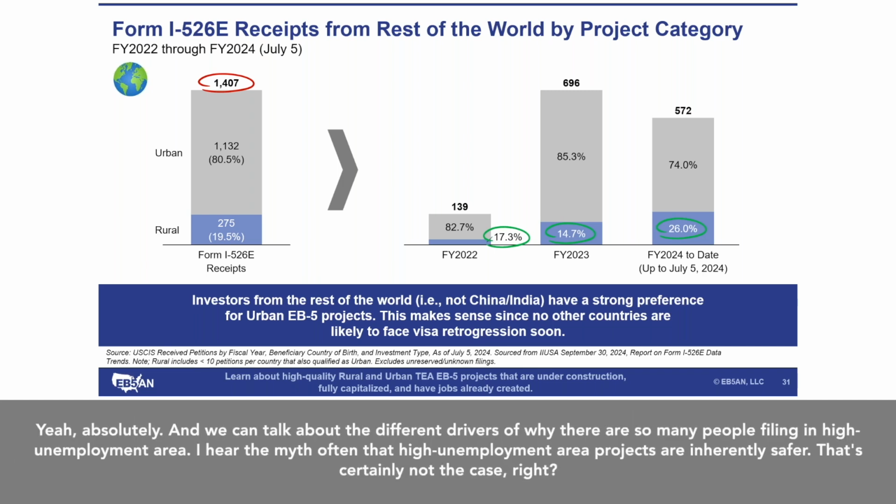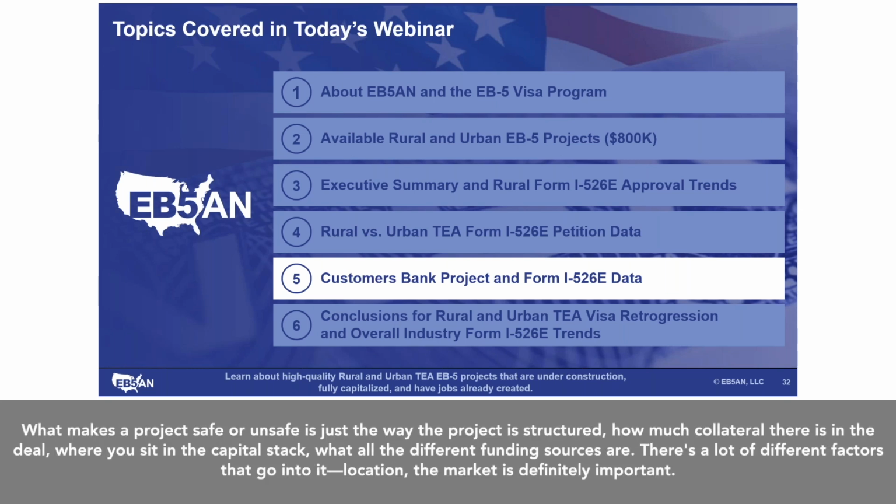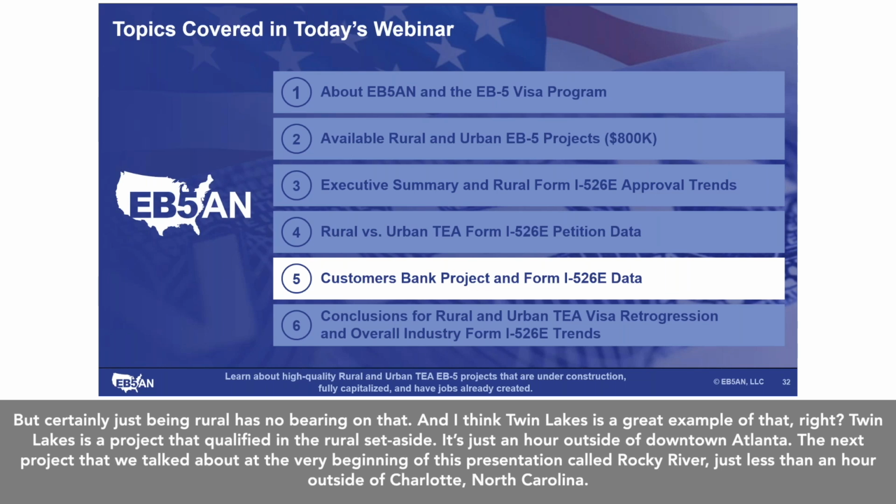Yeah, absolutely. And we can talk about the different drivers of why there are so many people filing in high unemployment areas. I hear the myth often that high unemployment area projects are inherently safer. That's certainly not the case. What makes a project safe or unsafe is just the way the project is structured, how much collateral there is in the deal, where you sit in the capital stack, what all the different funding sources are. There are a lot of different factors that go into it. Location, the market, is definitely always important, but certainly just being rural has no bearing on that.